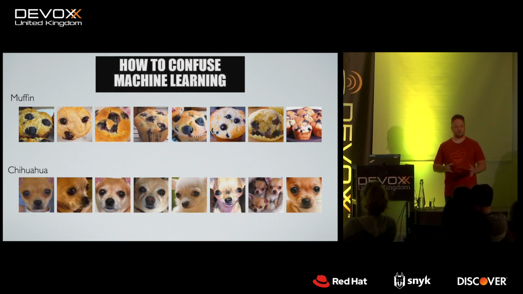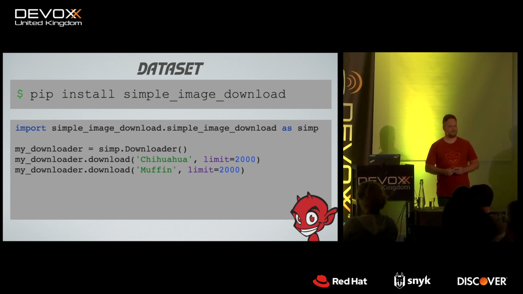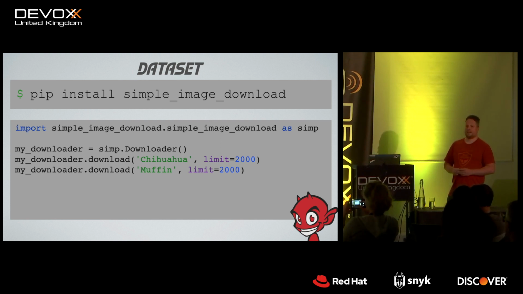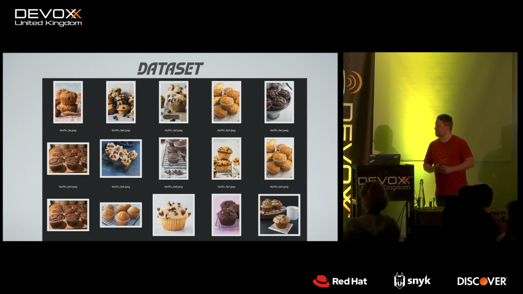You need around 1,000 images per category. So how are we going to do that? Well, my little devil is still on my shoulder, and I used Python to get some images from Google. I used simple image download and downloaded a couple of thousand images from Google. So that's nice. With Python, this is all the code you need. With Java, well, I don't want to go there. Running this resulted in a nice data set.